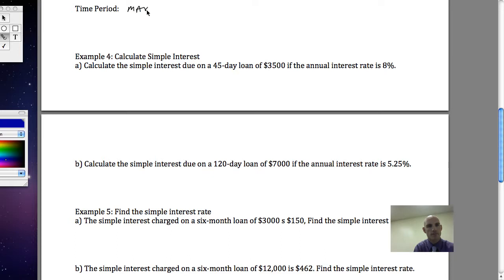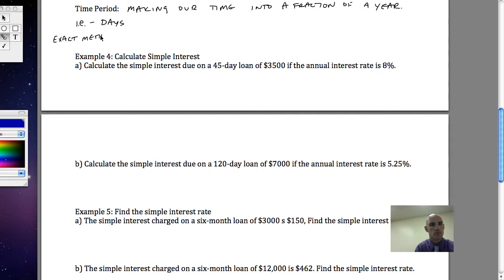So time period, making our time into a fraction of a year. So say, for example, I have days. The exact method for converting this time period into a fraction of a year is going to be the number of days over 365. Because there's 365 days in a year, technically, we take the number of days and put it over 365. That gives us a fraction of a year as our time.